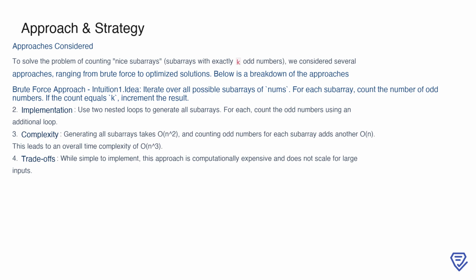However, while this approach is easy to grasp and implement, it is computationally expensive. Generating subarrays has a time complexity of n squared, and counting odd numbers for each subarray adds another n, resulting in an overall complexity of n cubed. This makes the brute force approach impractical for large input sizes, as it becomes prohibitively slow. Let's look at more efficient alternatives.